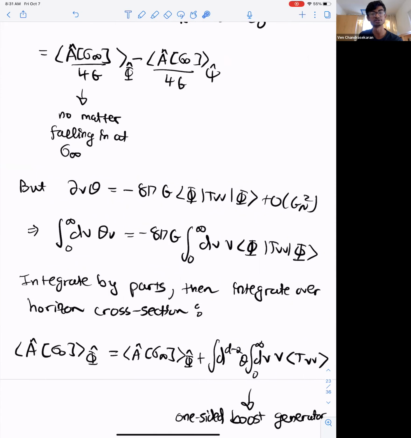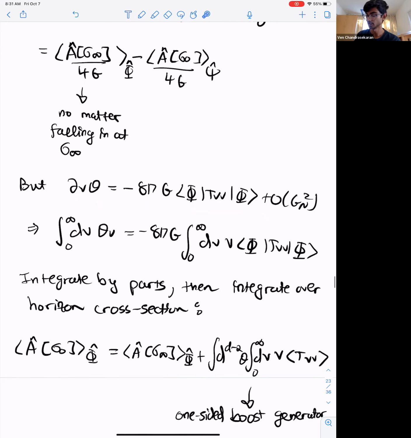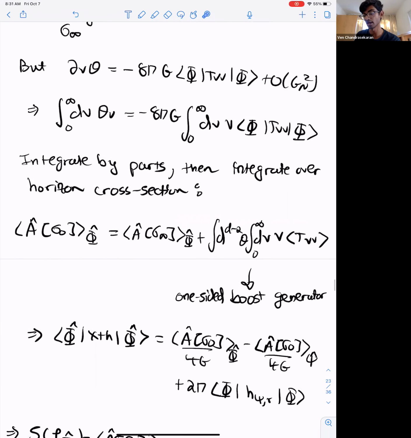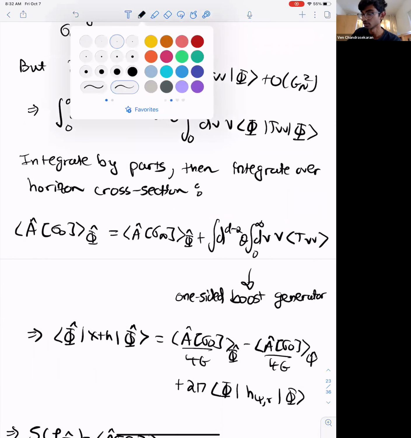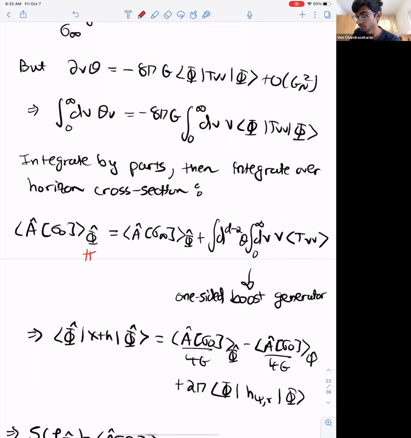But I can use Raychaudhuri's equation to relate this difference in the area to the modular Hamiltonian that we had earlier. The way you do that is you just take Raychaudhuri's equation in the linearized approximation. You ignore terms that are second order in G Newton. You integrate it two times. And you'll find that the area of the bifurcation surface in the state phi hat, so not in the state psi hat, right?